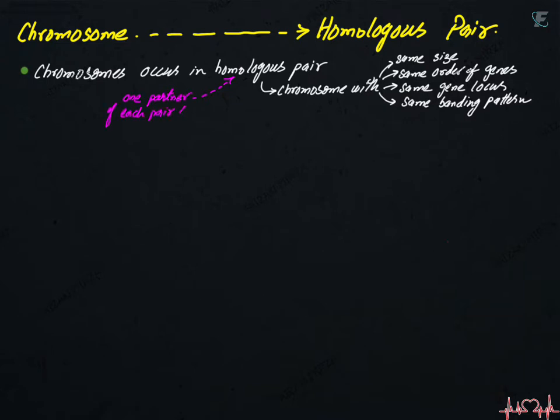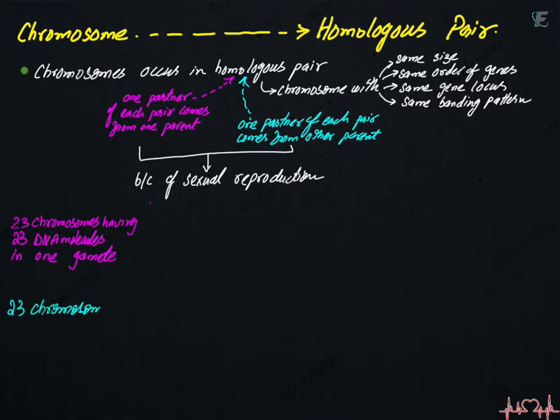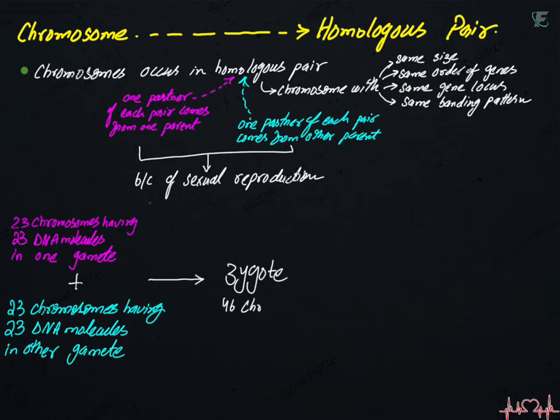One partner of each homologous pair comes from one parent who was involved in the sexual reproduction, and the other partner of the same homologous pair of chromosomes comes from the other parent. So, because of sexual reproduction, we have chromosomes in pairs. 23 chromosomes having 23 DNA molecules come in one gamete, and 23 chromosomes having 23 DNA molecules are in the other gamete. When these two gametes fuse together, a zygote forms, having 46 chromosomes with 46 DNA molecules.